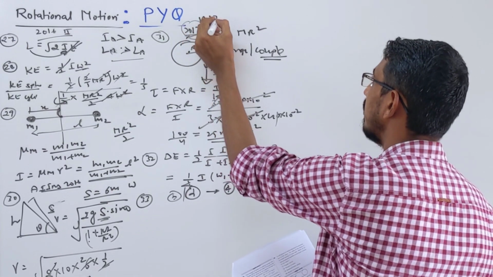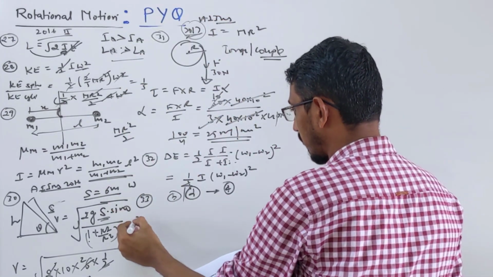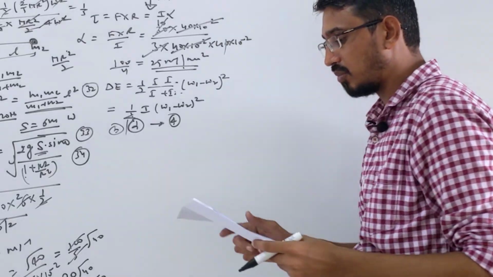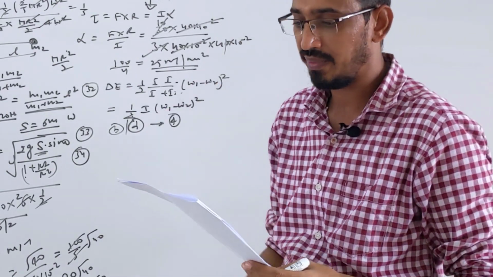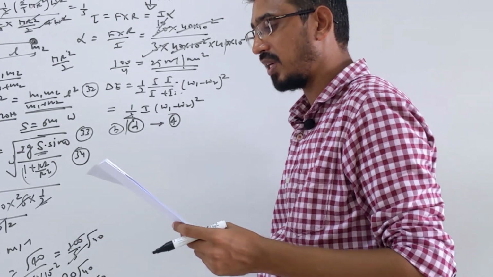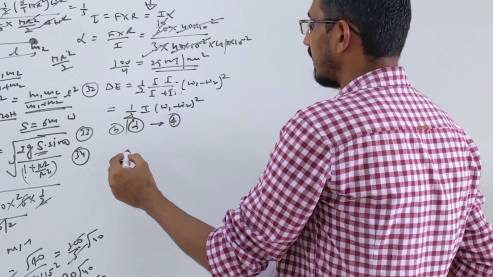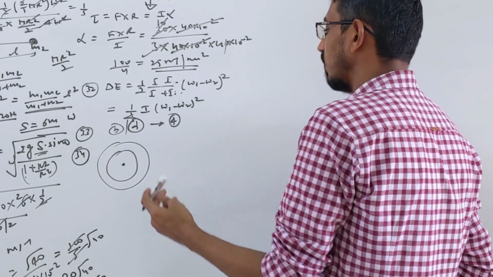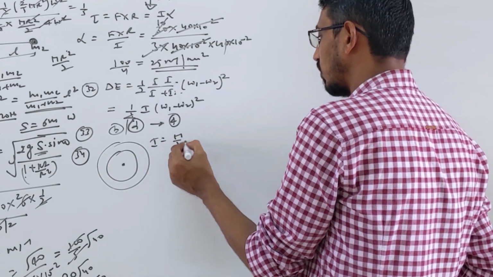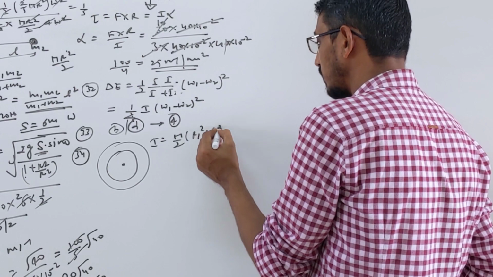AIIMS problem. What is the problem? Problem number 34 says find the moment of inertia of a uniform annular disc of mass 100 gram, inner radius 10 centimeter, outer radius 20 centimeter. The annular disc is rotating about the axis perpendicular to the plane. What is the formula for an annular disc? M by 2 of R1 square plus R2 square, right?